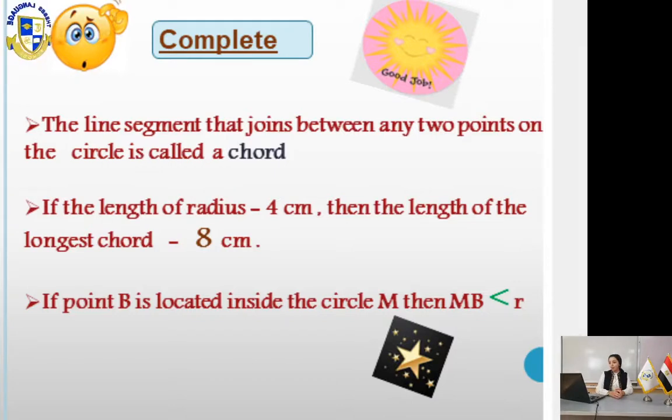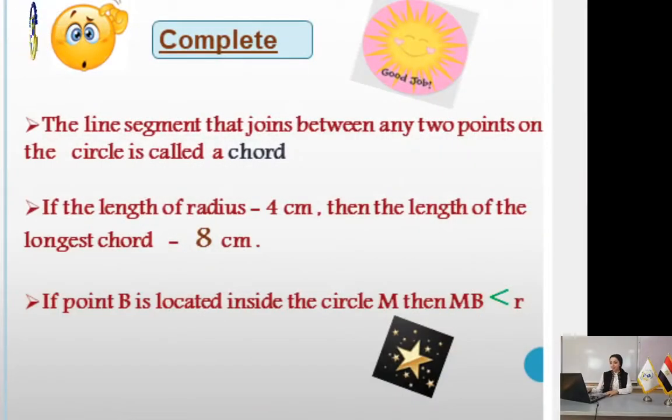The last one, if the point B is located inside the circle M, then MB will be less than or greater than the radius? We said before, if the point is located inside the circle, it will be less than the radius, as we said before here. Here, this point is inside the circle. So is this line less than the radius or greater than the radius? Of course, it's less than the radius.